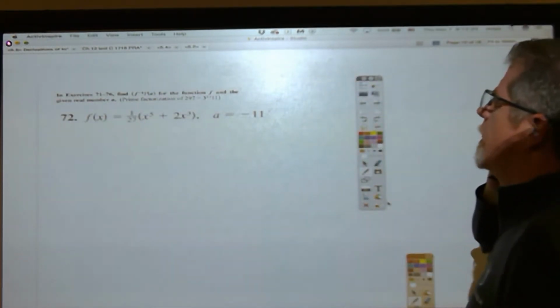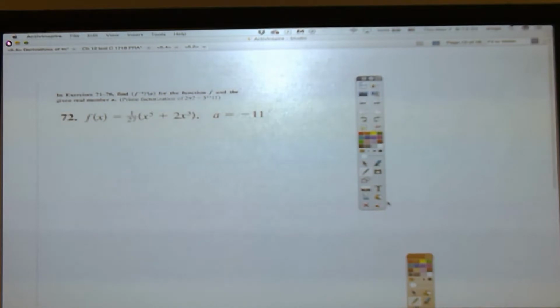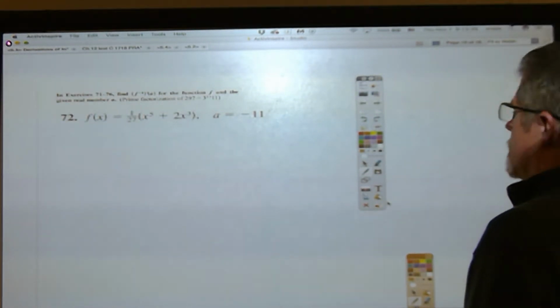Oh, by the way, if you were to prime factor 297, 297 is 27 times 11. That's a fun math fact that I thought you'd like to know.